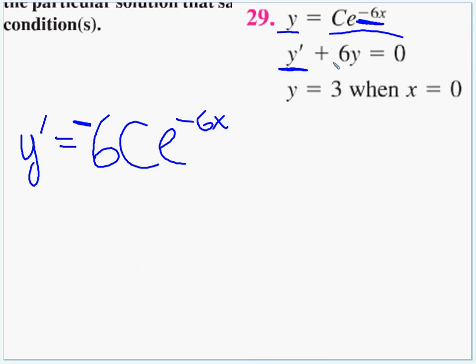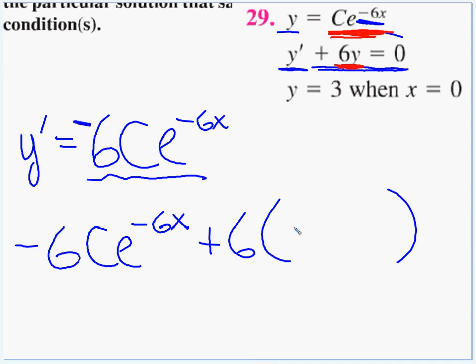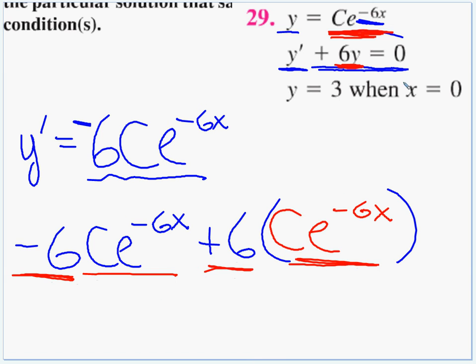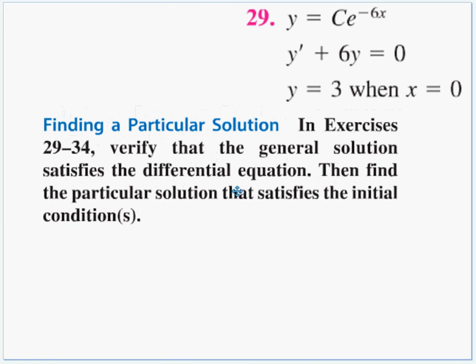So now let's see if it fits this or satisfies this differential equation. Here is our y prime, negative 6 c e to the negative 6x power. We're going to add to that 6 times y. So this is 6 times y, and here's our y value. So in there goes a c e to the negative 6x. So we've got negative 6 of these plus 6 of the same thing, so those will cancel out. They do equal 0, and we were expecting that because the directions do say to verify that it is a solution.